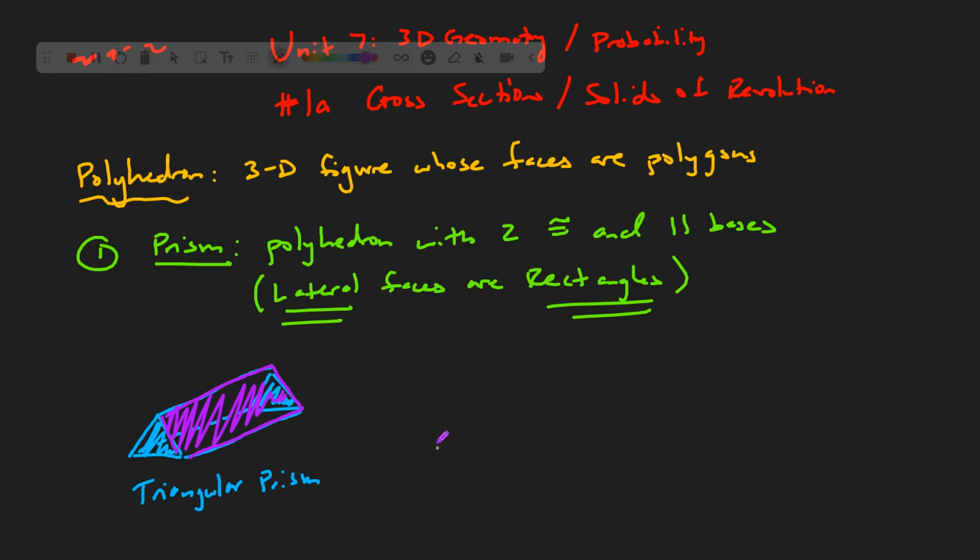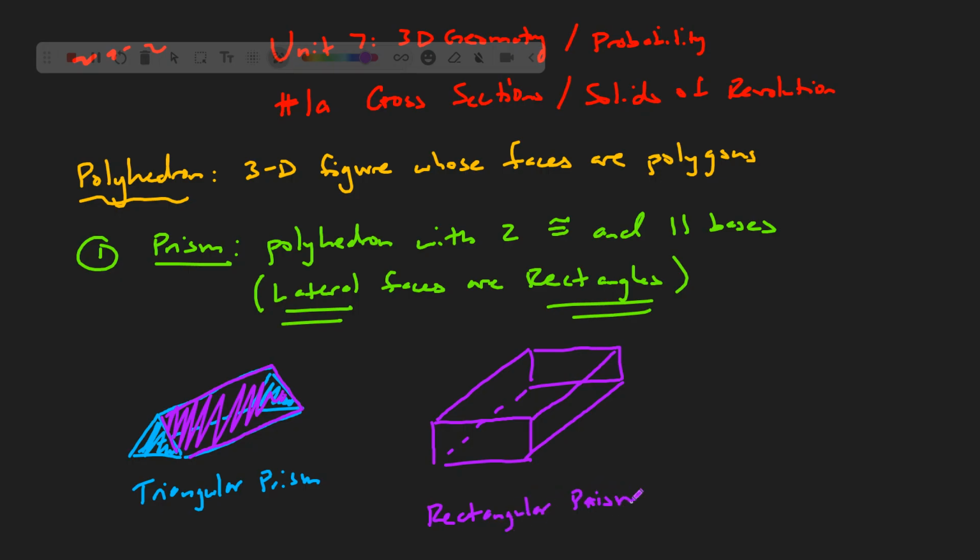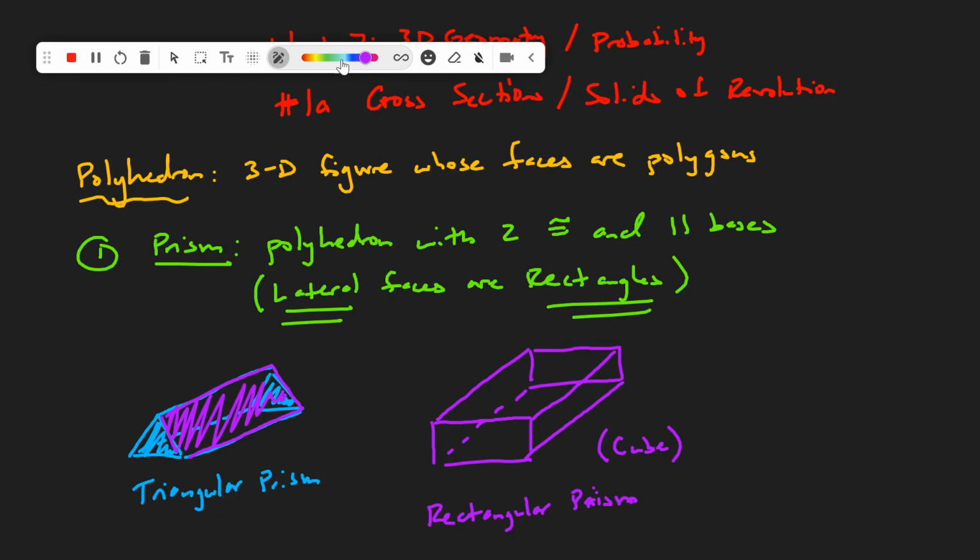Okay, let's do a rectangular prism. Now I'll draw a rectangle in front, and a congruent rectangle in back, and again, I'll connect corresponding vertices: the top left, the top right, the bottom right, and the bottom left I'll make dotted. Now this is a rectangular prism. A special type of rectangular prism is a cube. Remember, a cube is made up of all squares.